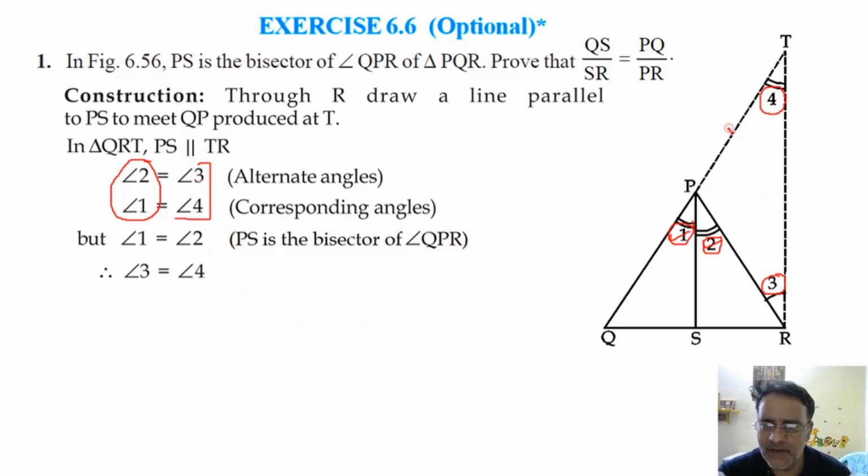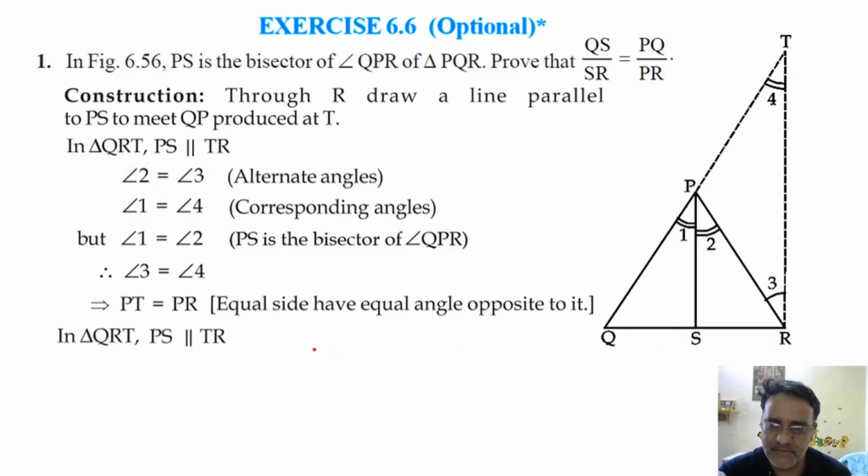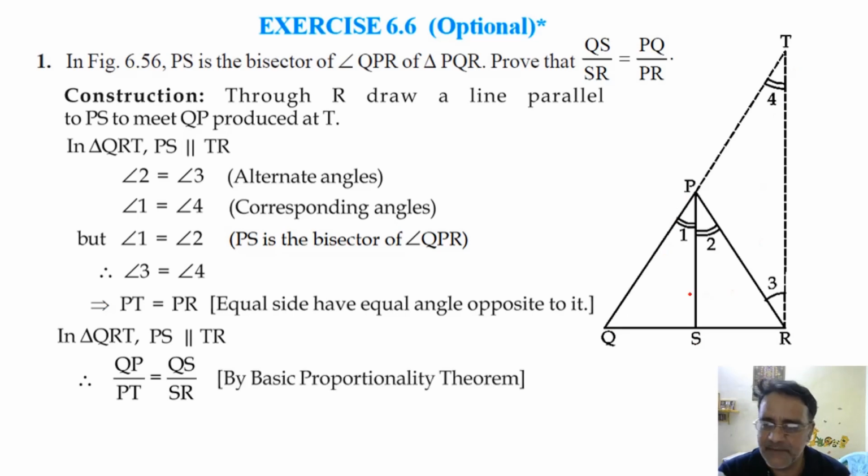Now if these two are equal, PT is equal to PR. Why? Sides opposite to equal angles are equal. Very good. Sides opposite to equal angles are equal. Okay, right. Now we are going to apply the basic proportionality theorem in the full triangle, that is QTR. In triangle QTR, PS is parallel to TR. So therefore we can write QS upon SR is equal to PQ upon PT by basic proportionality theorem. Now we are going to replace PT by PR because both are equal.